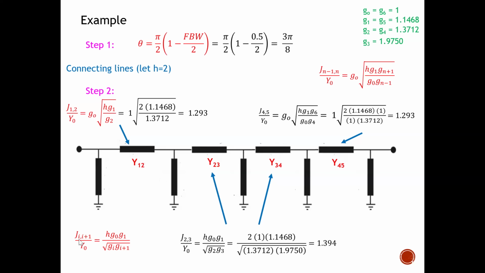This will calculate the 2, 3. You can see that I will rewrite all this equation over here. Again, H, I will still keep as 2. G naught is equal to 1, as you can see from here. G1 will be 1.1468. Again, square root, G2, G3. G2 is 1.3712. G3 is 1.9750. Again, I don't foresee any issue with how you can obtain this number here. Once you have all these numbers, we can start to design the connecting line.